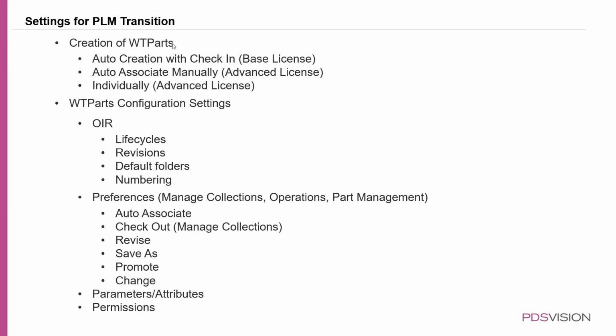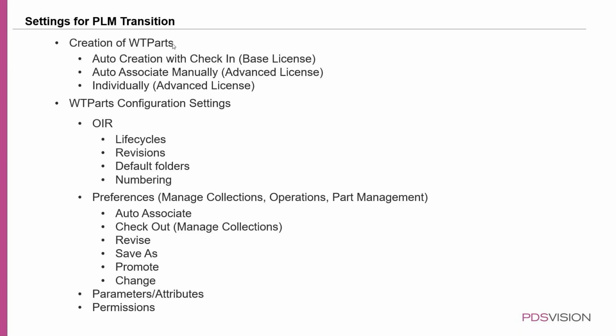What it does is it goes into Windchill and tries to find a WT part with the same name as your CAD file. If it finds it, of course, they link up. Even if it's already created, it just updates. But if it does not find it, it will then create that WT part upon check-in of that CAD file. Now, that can be done with just the base license.